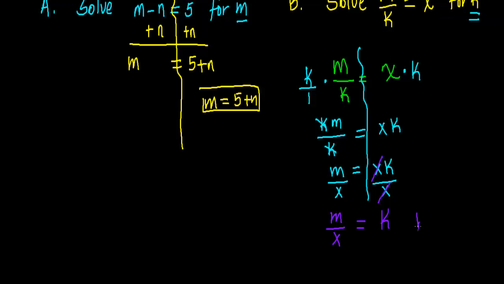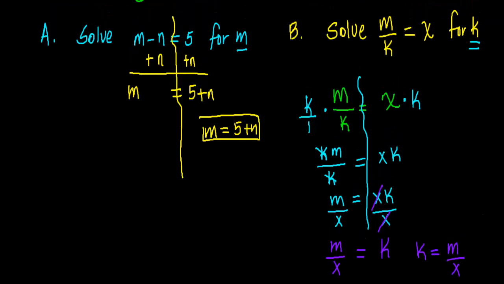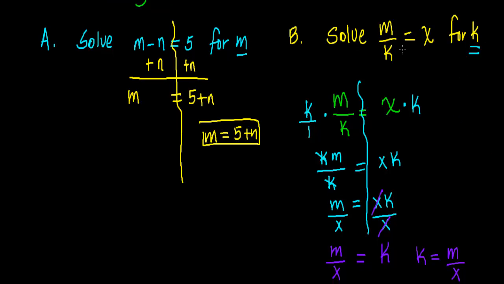So there you have it. k is equal to m over x, and that's what they wanted us to do. Isolate this literal equation for k.